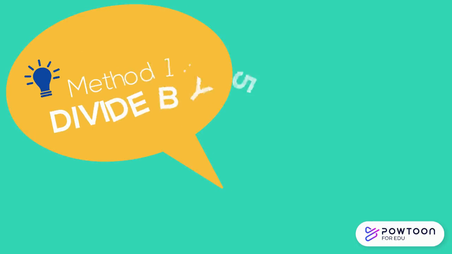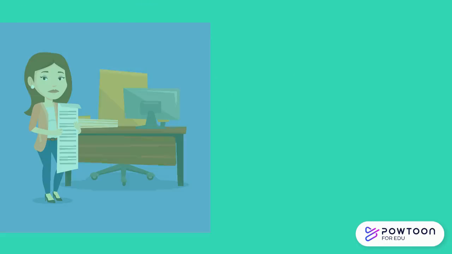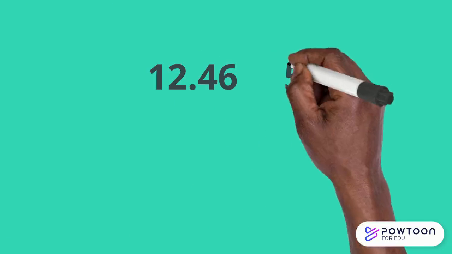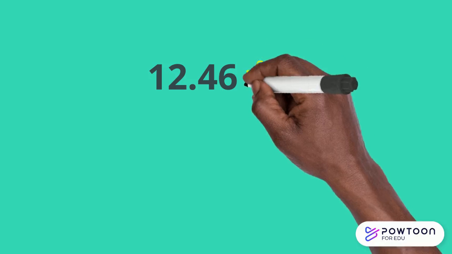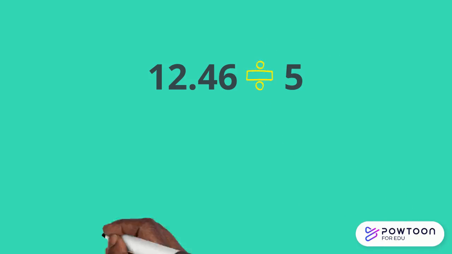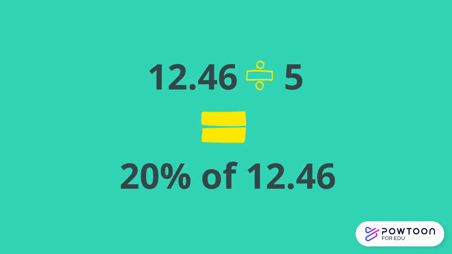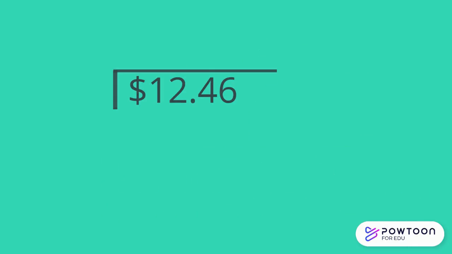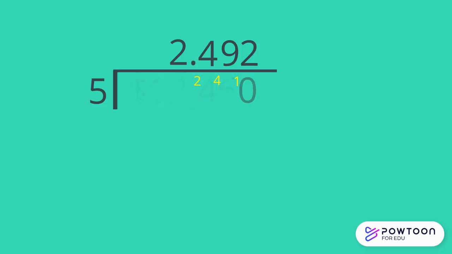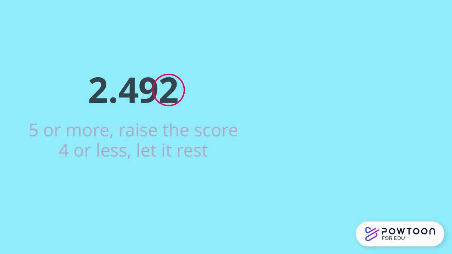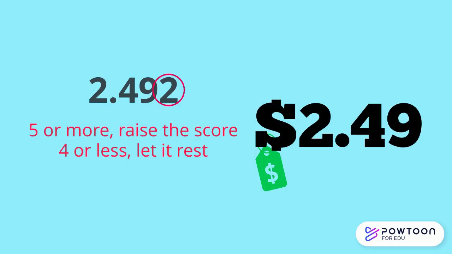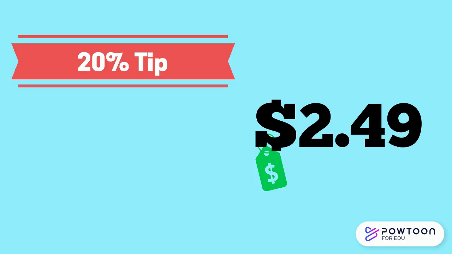Method 1, divide by 5. Let's say your bill is $12.46. Dividing by 5 is the same thing as taking 20% of a number. So just do some quick mental math, or use your napkin to show your work, to determine the tip. Then round as necessary. $12.46 divided by 5 is approximately $2.49. That's the tip.